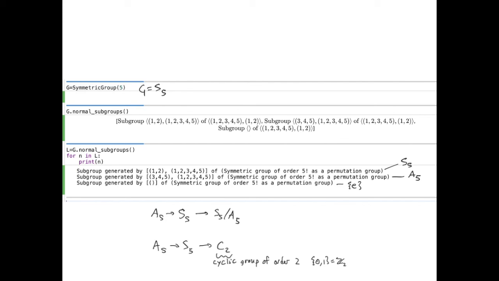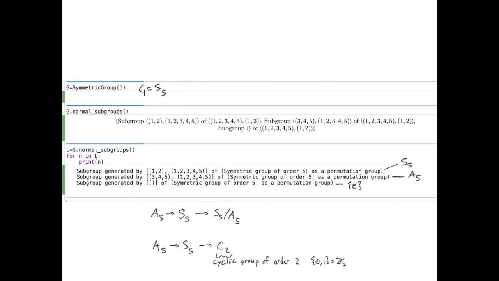Okay, and then the second subgroup, the group generated by (3,4,5) and (1,2,3,4,5). These are both cycles of odd length. This is a cycle of length 3. This is a cycle of length 5. And so those are both even permutations. And so this subgroup is going to consist of even permutations, and it turns out that it is all the even permutations. That's, again, not obvious. But the subgroup is A5, consisting of all the even permutations.